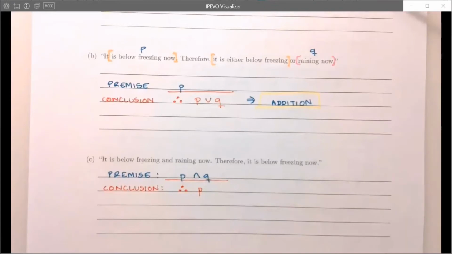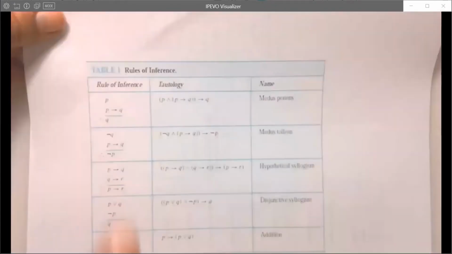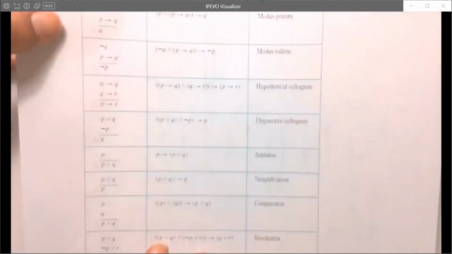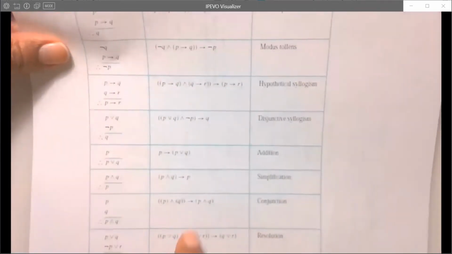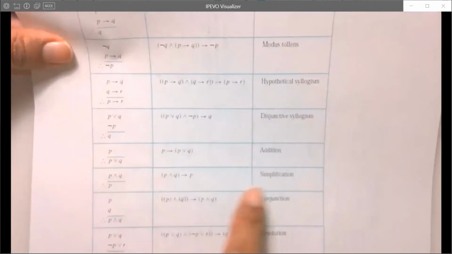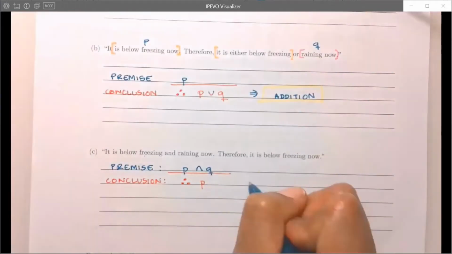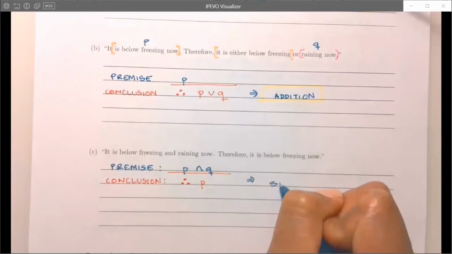Right, so if you look again at the rules of inference, which starts with a conjunction and ends with a single proposition, that would be simplification. If you have P and Q, you're allowed to conclude P. So this would be simplification.